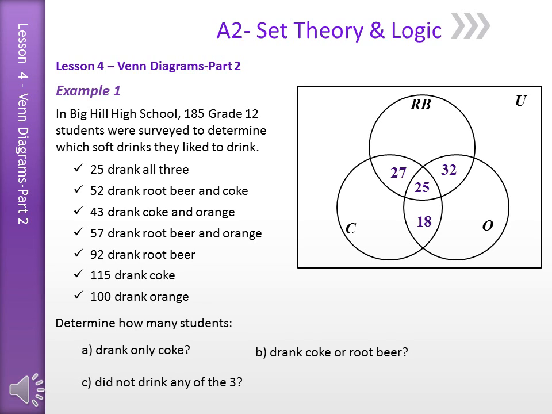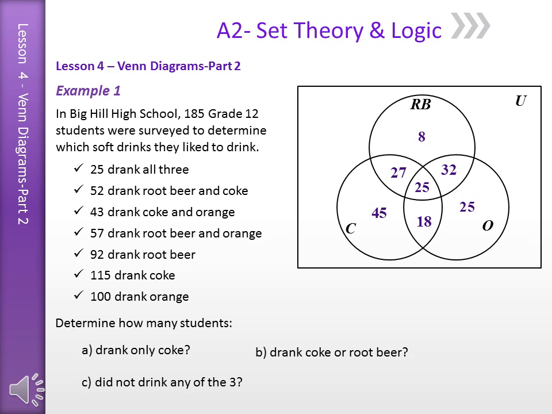We know that 92 drank root beer, so we figure out we've already got the 27, the 25, and the 32. How many more do we need so that we have a total of 92? And that number would be 8. 115 drank Coke. We already have 27, 25, and 18 accounted for. How many more do we need? Well, we need 45. 100 students drank orange. So we already have 32, 25, and 18. How many more do we need? It's going to be 25.